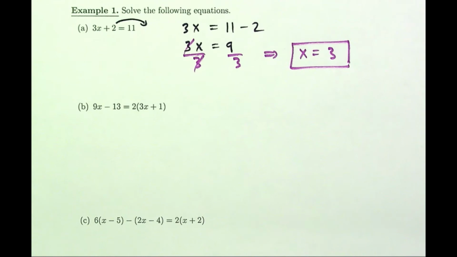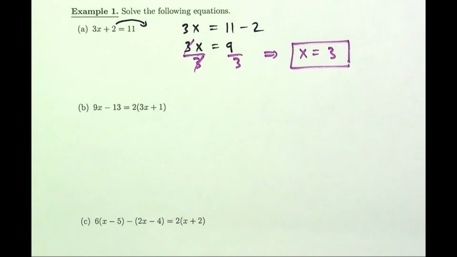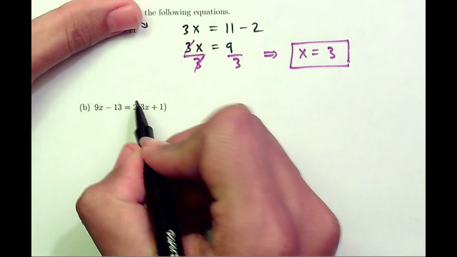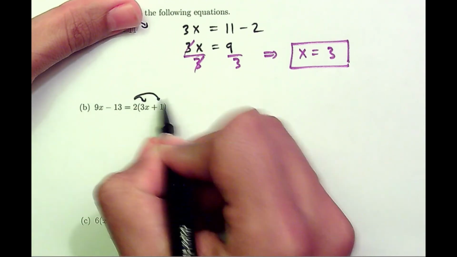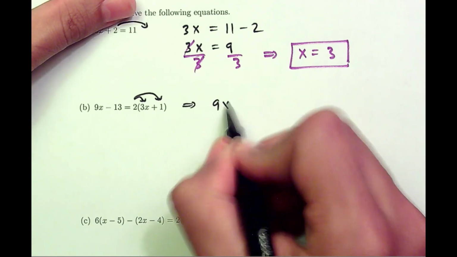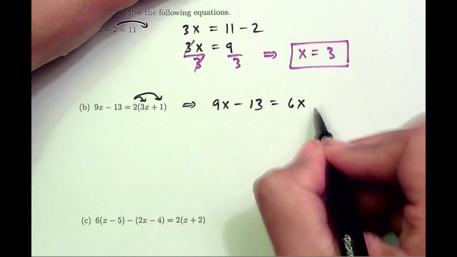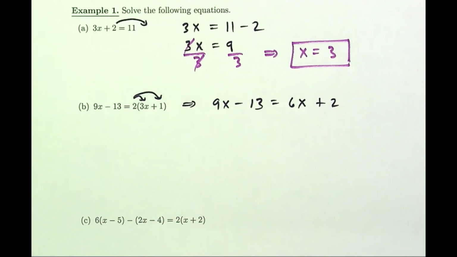Let's try to do this one. This one has a parenthesis in there. And what we want to do is, you see the x is trapped inside that parenthesis. We really need to get it out of there, and in order to do that, we need to distribute first. So then this is going to become 9x minus 13 equals 6x distributed plus 2. Okay, so first thing was distribute.